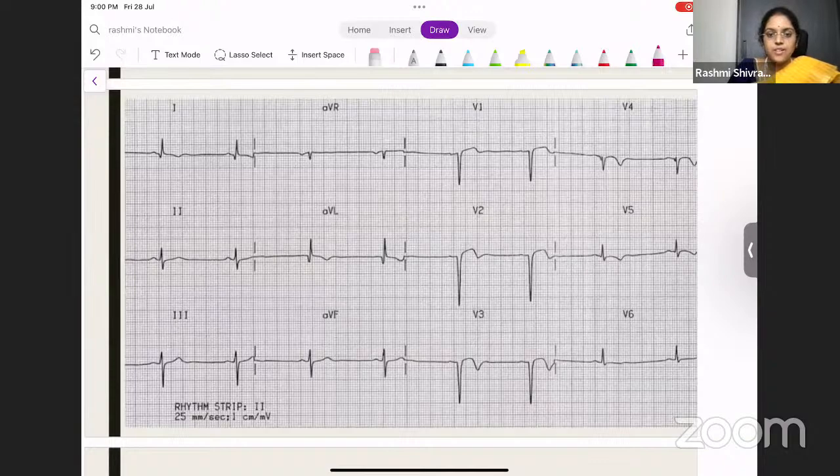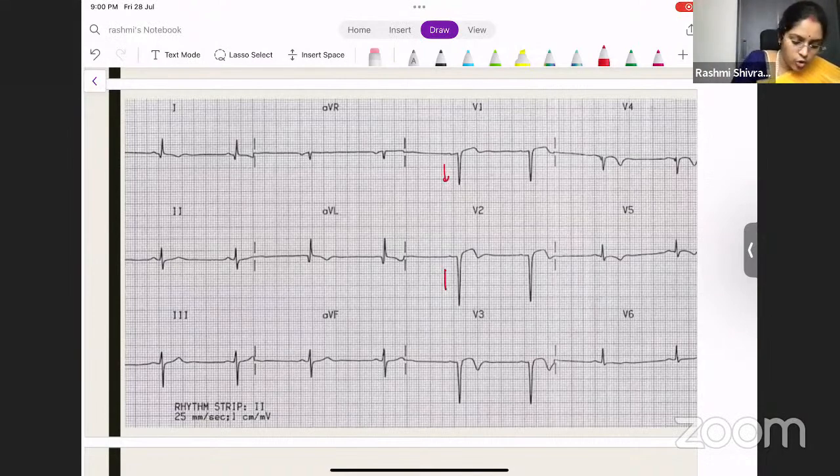Yes. What do you find on this ECG with respect to the ST segment, T waves, and the Q waves? You can find that there are very deep Q waves in this ECG, isn't it? There are very, very deep Q waves from V1 to V3 in this ECG. Okay. Along with that, what do you have?